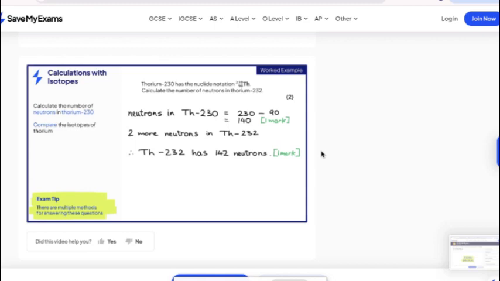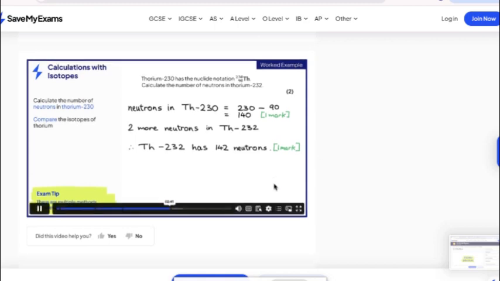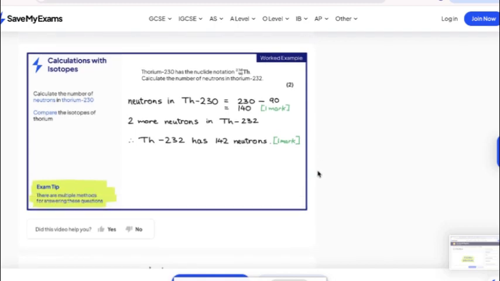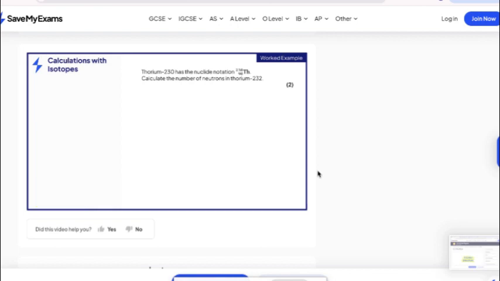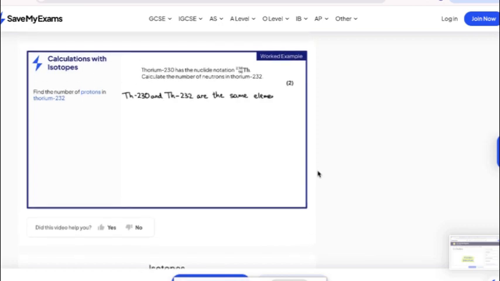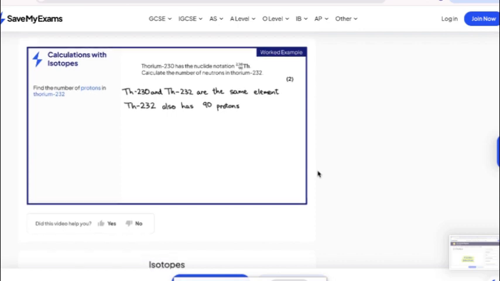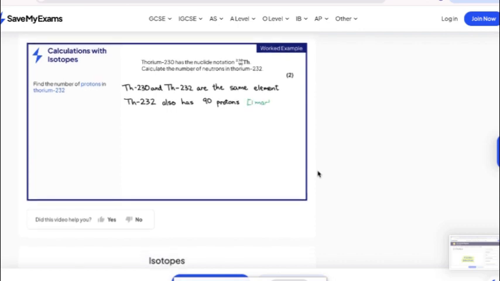As is often the case, there are multiple ways to go about this. Let's take a look at another method for the same question. If your first instinct was to find the number of protons in thorium-232, this is the method for you. By spotting that thorium-230 and thorium-232 are isotopes of the same element, we can deduce they have the same number of protons. So thorium-232 has 90 protons as well. That gains the first mark.